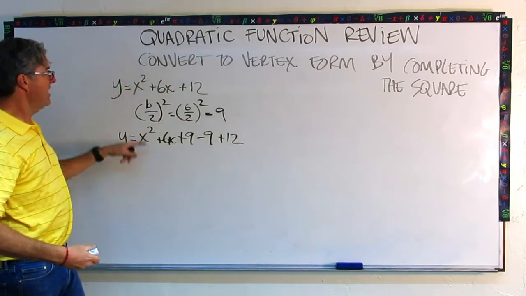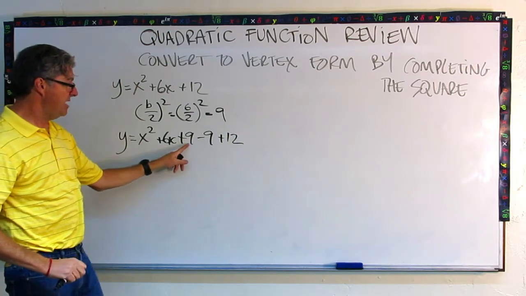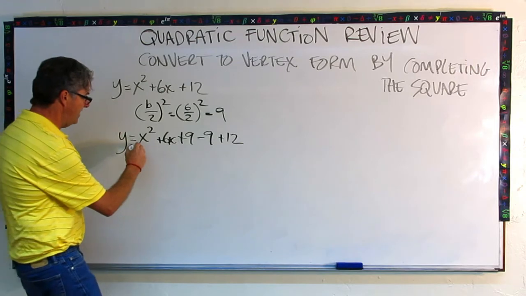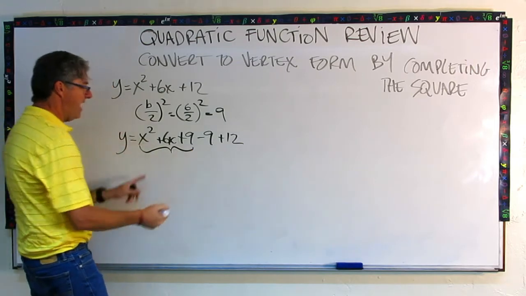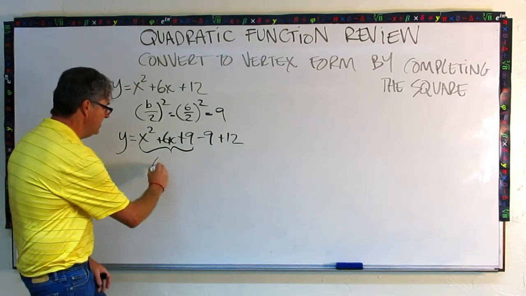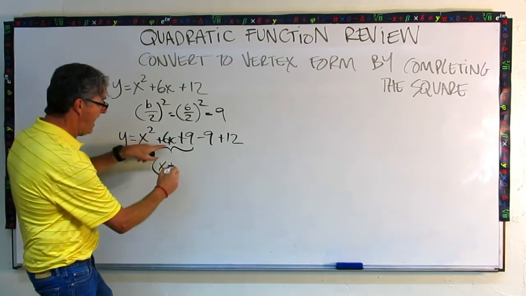So here's the cool thing, is that we haven't changed this equation a bit. We added 9, but we subtracted it right away. So we didn't break the equation. But here's what's cool about that, is by doing this, that became a perfect square. So this always factors down into x plus or minus, in this case it's plus, half of the b.